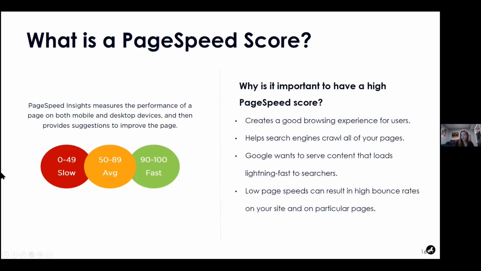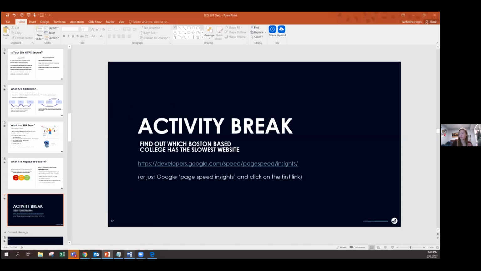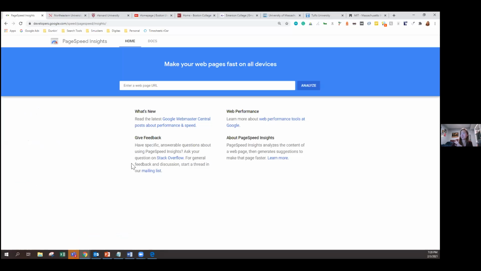So as an activity around page speed score, what we're gonna do is, this is the link, but if you just Google PageSpeed Insights, I guarantee it's the first one. I was wondering if everybody can take a stab at trying to find out which Boston-based college has the worst page speed. I'm going to exit out of this for a sec. Hopefully I'm still sharing. It's going to look like this, and then you just enter the site. They're all like northeastern.edu, bu.edu, those kinds of things.